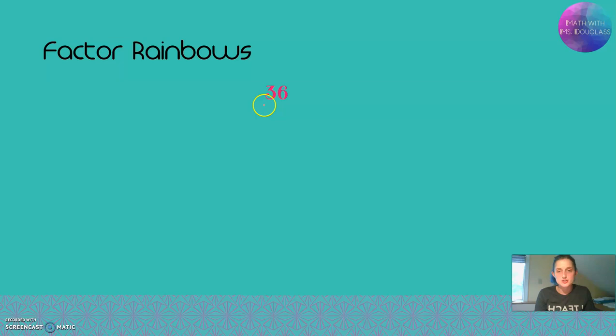My personal favorite way to do this is in a factor rainbow. So I get nice and big, because some numbers have loads of factors. I'm going to draw a big rainbow here. And I like to go in order from least to greatest because that helps me make sure I've got everything. So I'm always going to start with 1 because 1 is a factor of every number. 1 times what equals 36? 36. 1 and the number you're finding factors for will always be factors. Maybe you'll have other factor pairs, maybe you won't.